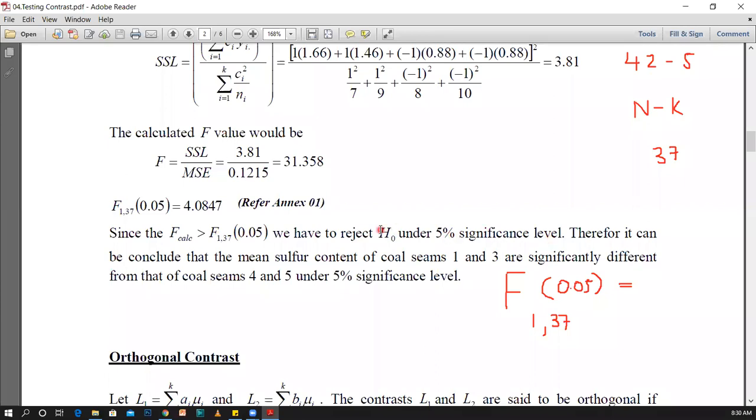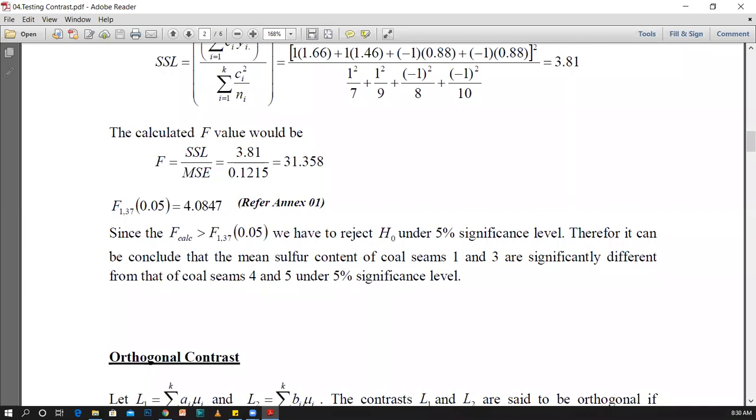Therefore, since we are rejecting the null hypothesis at the 5% significance level, it can be concluded that the mean sulfur content, or the average sulfur content, of coal seams 1 and 3 significantly differs from the average sulfur content of coal seams 4 and 5. Therefore, we end up with this conclusion, and this is how we perform testing for a contrast.